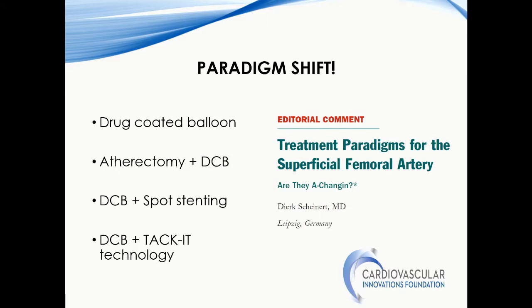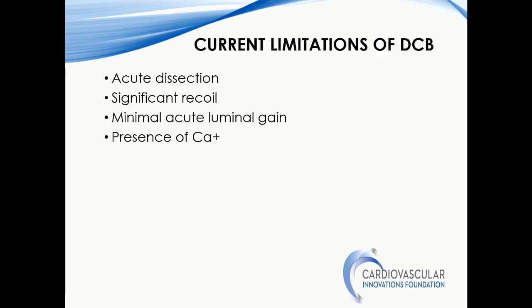You can do atherectomy plus DCB, as we just discussed in the last section. You can do DCB plus spot stenting. You can do DCB, atherectomy, plus spot stenting or using a TAC technology. So there are so many options. And the DCBs obviously have changed the way we treat these lesions, especially the femoropopliteal segment.